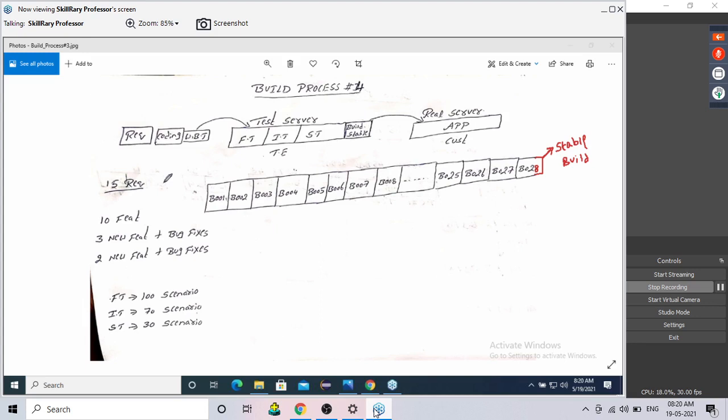Assume that in this application, a total of 15 requirements are given by the customer. I have written the same thing. And as usual, in the first build only 10 features are ready. Out of 15 features, only 10 features are ready. So you tell me now, which is the first type of testing? In build one, which testing should I do?